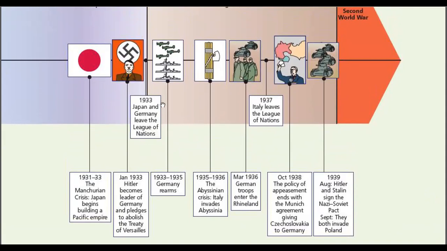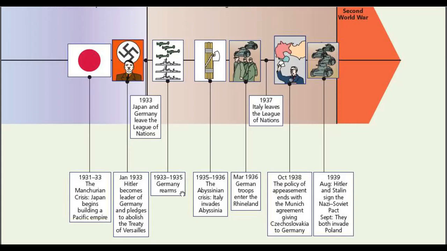So from 1933 to 1935, Germany rearms. I mean, they collect their arms again. Then the Abyssinian Crisis: Italy invades Abyssinia. But in March 1936, German troops enter the Rhineland.